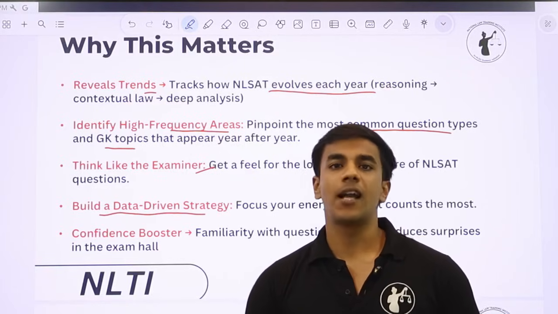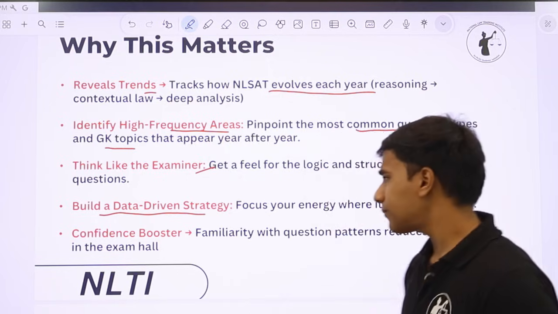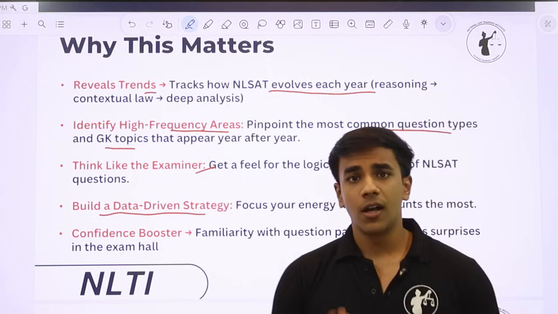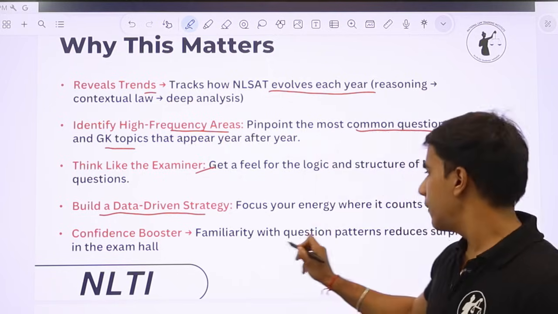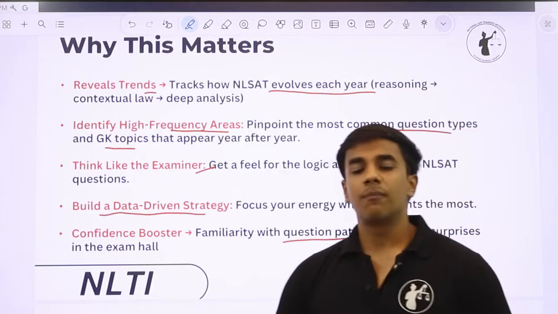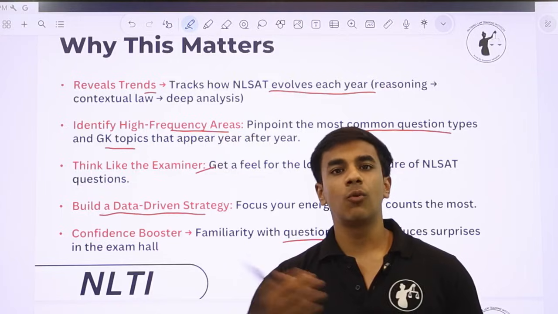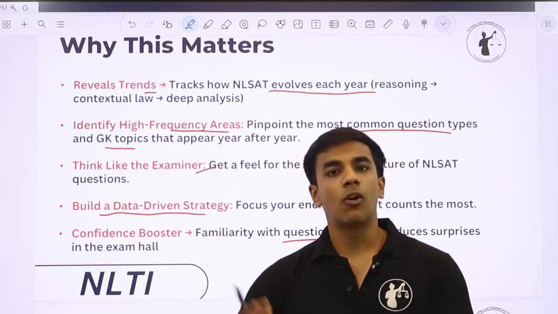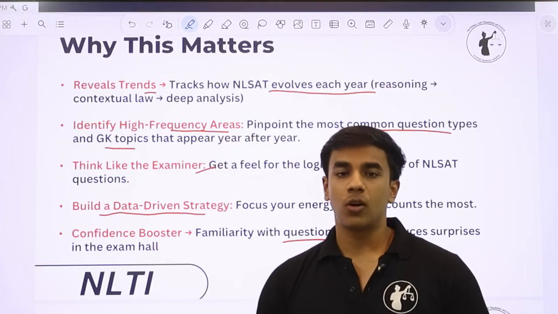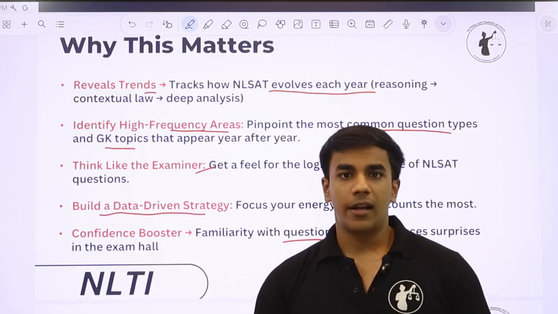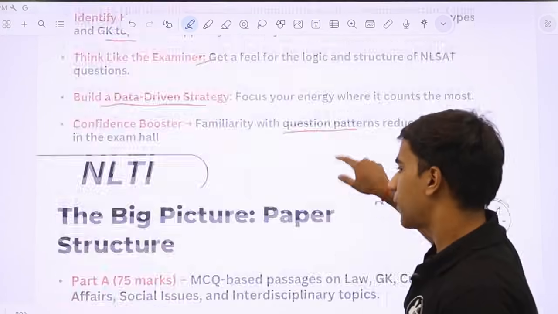So that is where NLSAT PYQ discussion comes into play. And also, as I've already talked about, confidence booster. Familiarity with question patterns reduces surprises in the exam hall. आपको पता होगा कि what you are signing up for, you will exactly know what the paper pattern would be and along what lines the paper is expected to come in the April edition of NLSAT 2026.